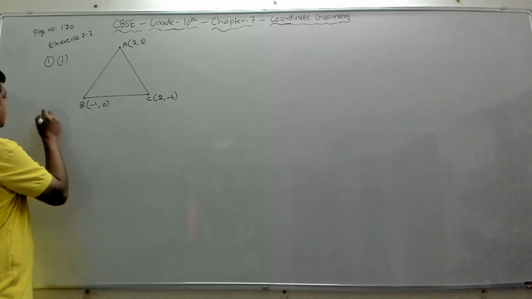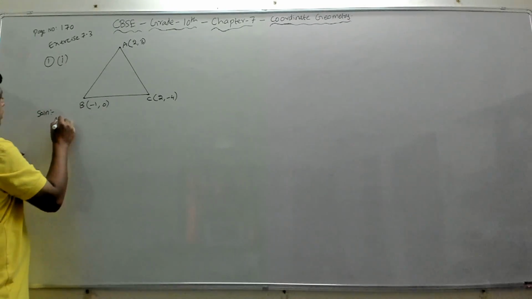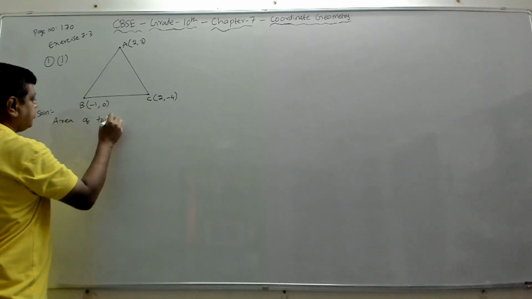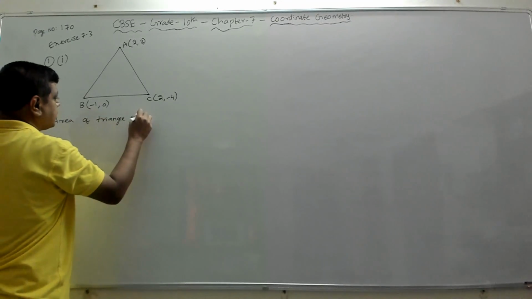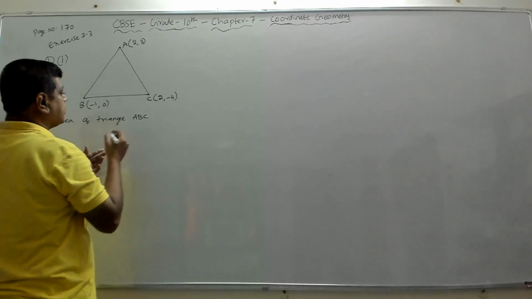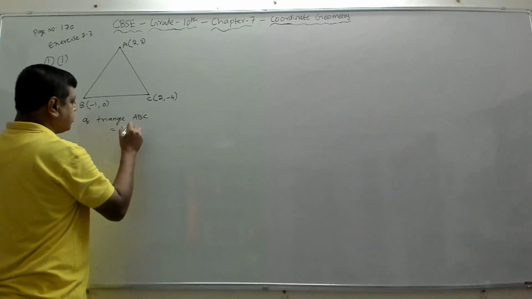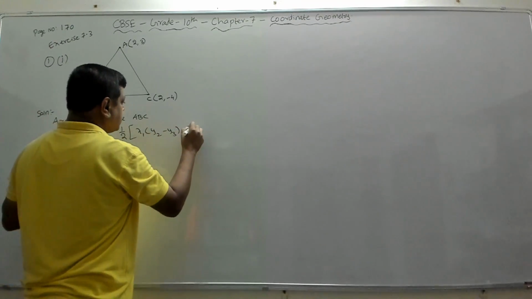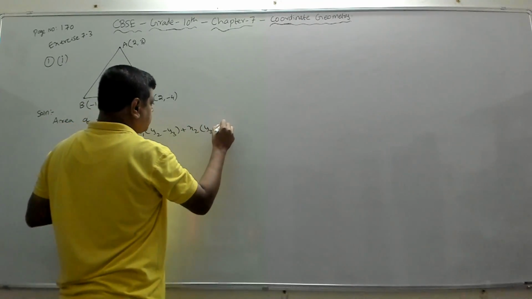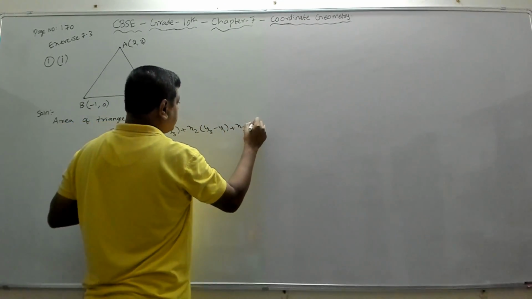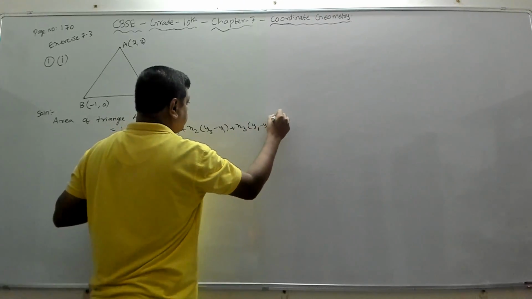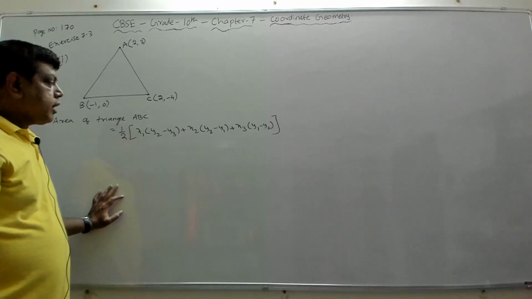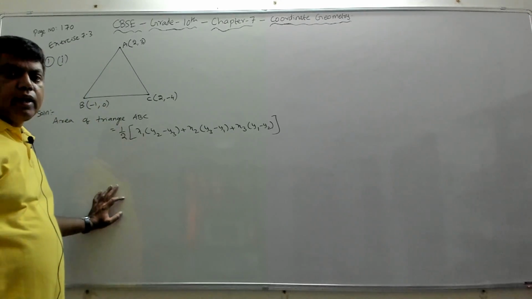So when three vertices are given, the solution is, we know the area of the triangle ABC is given by the formula: half of x1 into y2 minus y3 plus x2 into y3 minus y1 plus x3 into y1 minus y2. So this is the formula to find the area of a triangle when three vertices of a triangle are given.